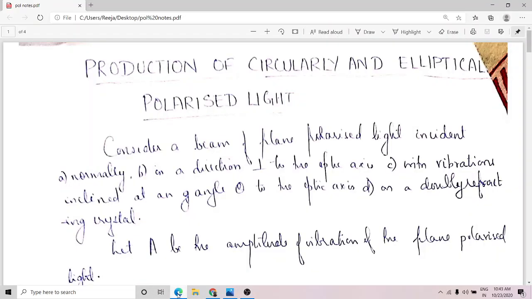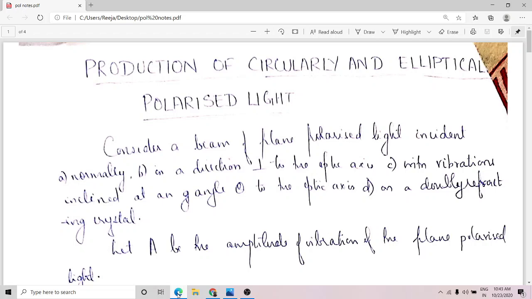Hi students, in the last session we discussed the mathematical theory behind the production of circularly and elliptically polarized light. How can you produce circularly and elliptically polarized light? How is it explained mathematically? That's what we did in the last class.